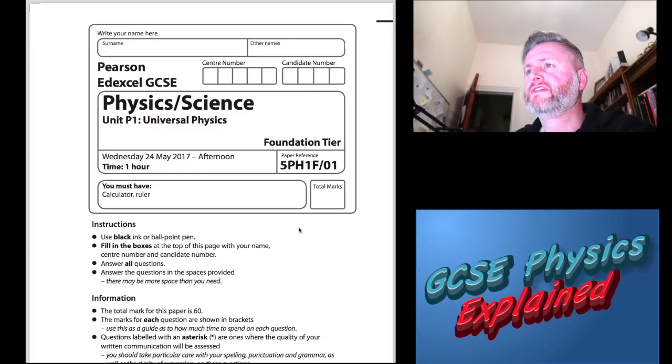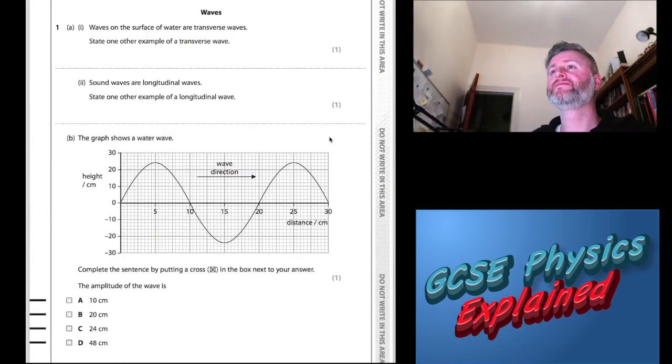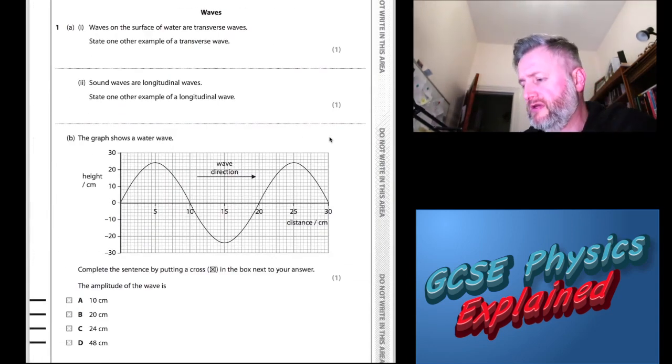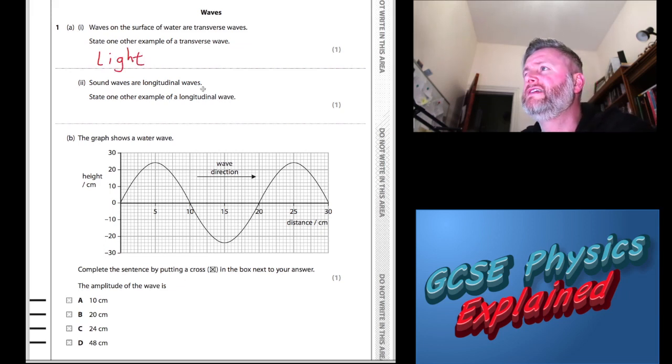Right, let's do some physics. There's an exam paper here, foundation tier, paper 1. Waves on the surface of water are transverse waves. State one other example. So I'll just go for light.